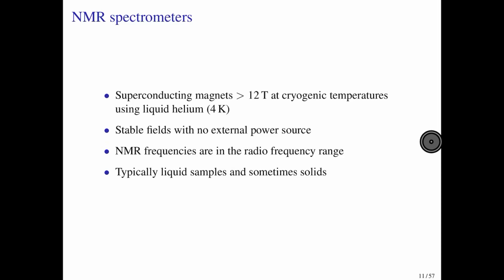This slide here just lists the different components that you're going to find in the NMR spectrometer. So you're going to be using a superconducting magnet, typically with a field strength of 10, 12 Tesla or greater. In order to make the magnet superconducting, you need to be operating at cryogenic temperatures, at least for the magnet. And this typically requires liquid helium at about 4 Kelvin. The benefit of using a superconducting magnet is that it gives you a stable field that's very strong, and if you just keep it cool, then you don't have to apply any external power to keep the magnetic field on.